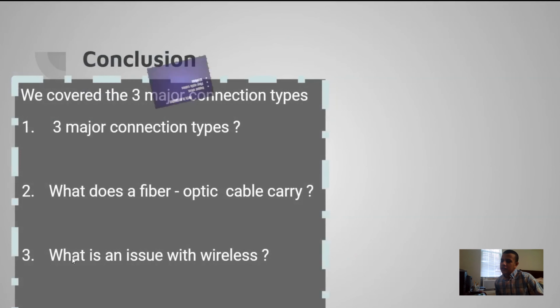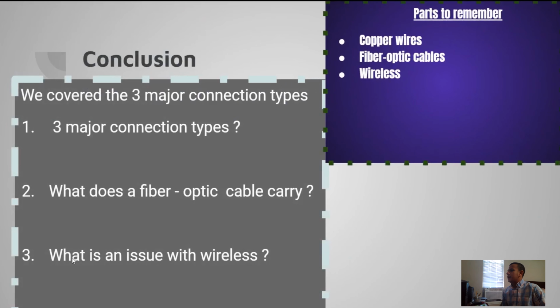And conclusion. So we've covered the 3 major types of connections. So please pause the video and answer: what are the 3 major connection types? What does a fiber optic cable carry? Sorry, what is the issue with wireless? And then obviously, pause the video.